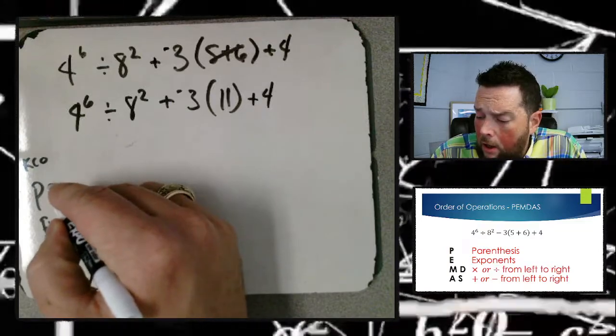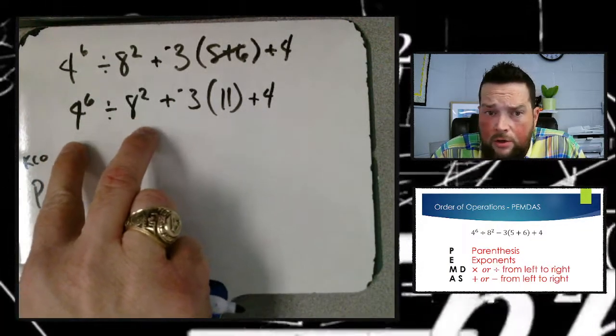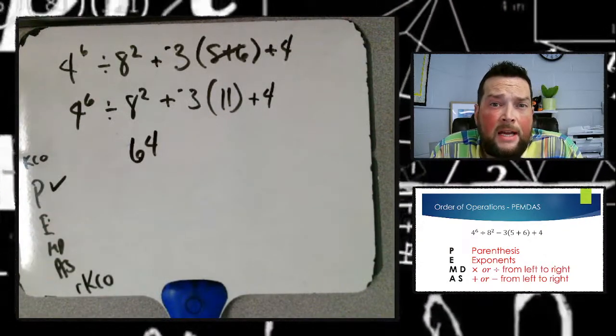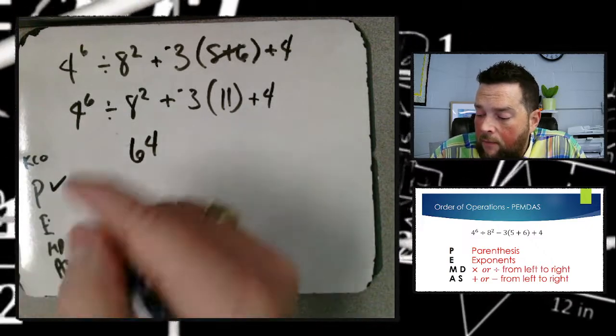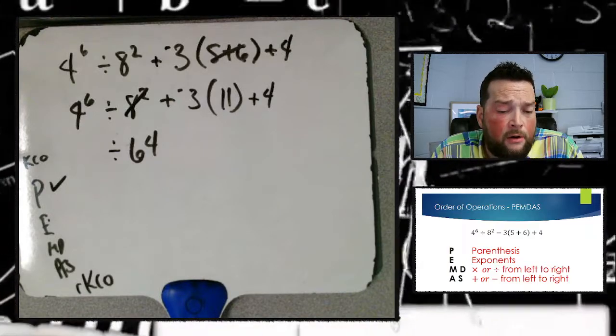Okay, we did all our parentheses. Now we're going to go down to the exponents. And I see 2 exponents. There's 2 of them right there. One of them, I know that one off the top of my head. 8 to the power of 2 is just 8 times 8, which is 64. But the other one is this 4 to the power of 6.